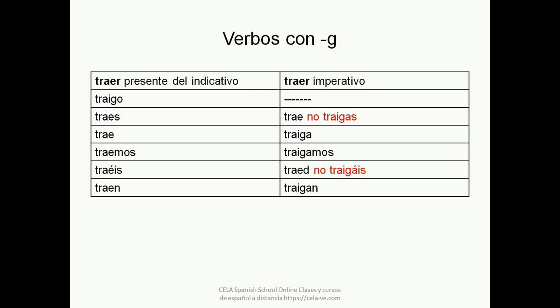Tú trae is almost equal to tú in the present, but without the final S. And traed, vosotros, is almost equal to the infinitive traer, but with D at the end.